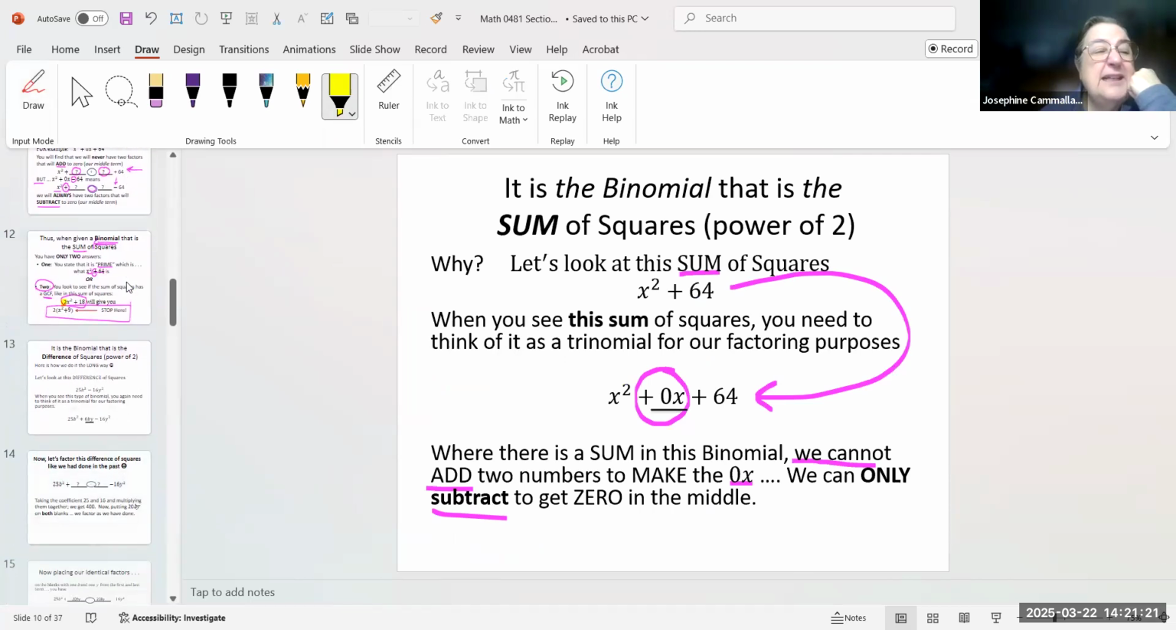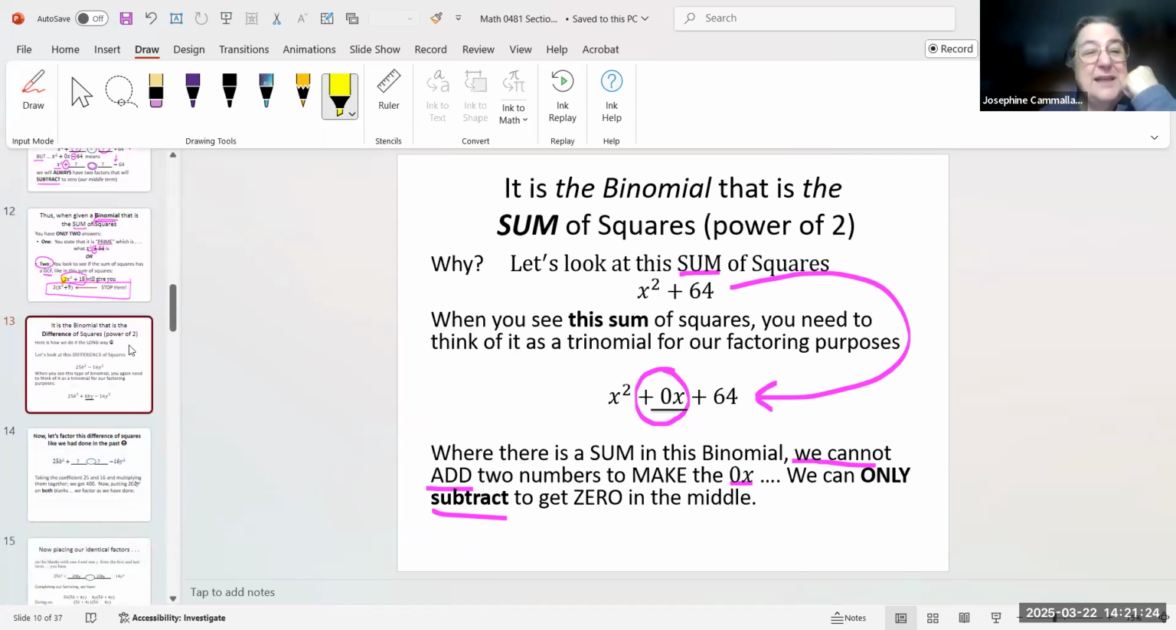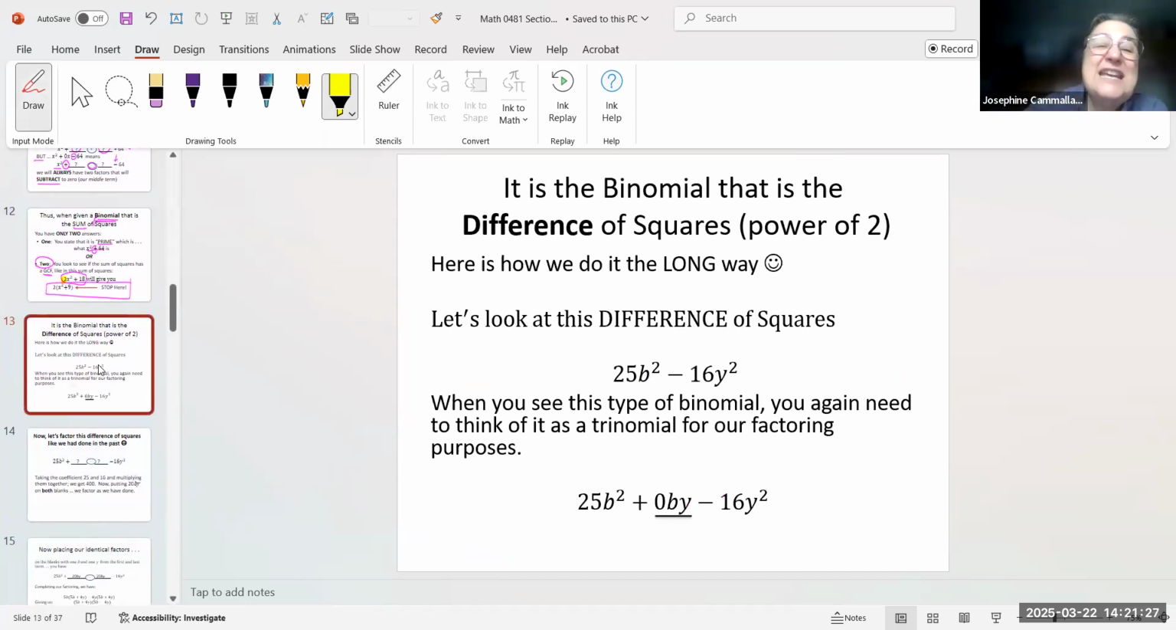Now, this is where the fun comes in. Okay, this is the difference of squares. Now, this is the power of 2. Now, this is an even power. We are going to see a problem that has a power of 4. That's still even. The process is still the same. Now, notice right here, I have this middle term. It is plus 0by. And I've got a minus right here in the middle.